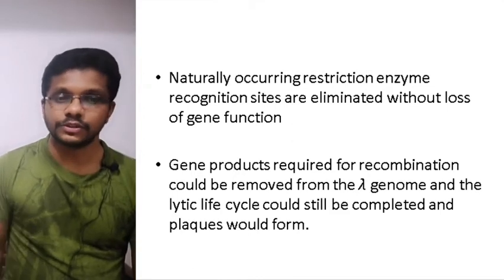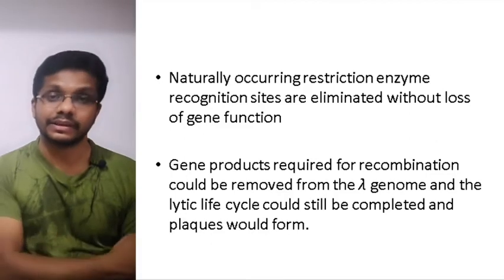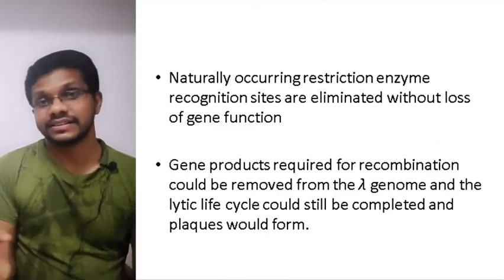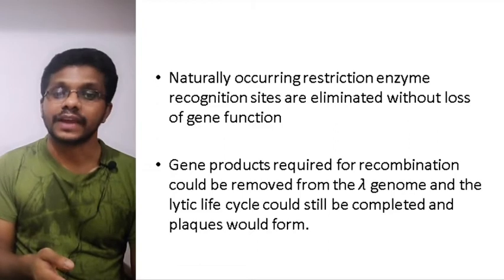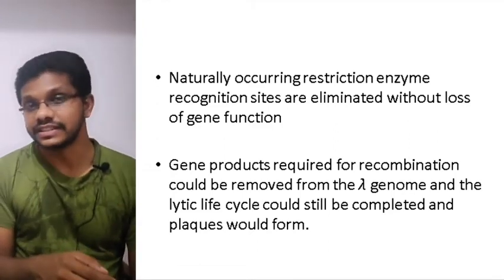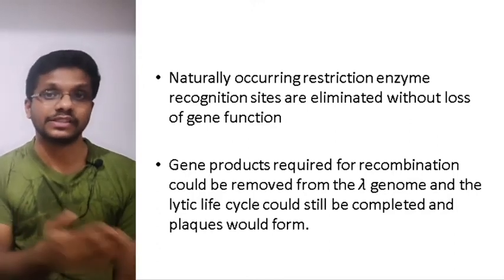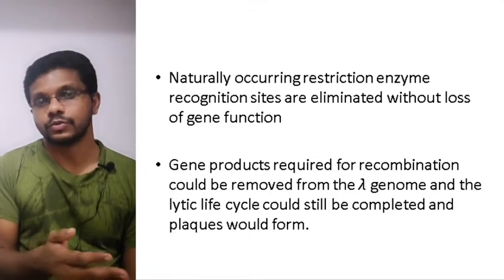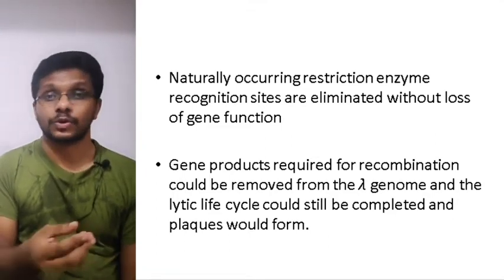So what we can do is modify the lambda phage DNA by eliminating the restriction enzyme recognition site, and we can remove some of the non-essential regions. As I said before, the maximum capacity is 51 kilobase pairs. The actual size of the lambda genome is 48.5, so what we can add is about 2.5 kilobase pairs. That's nothing. That's a small amount of DNA.